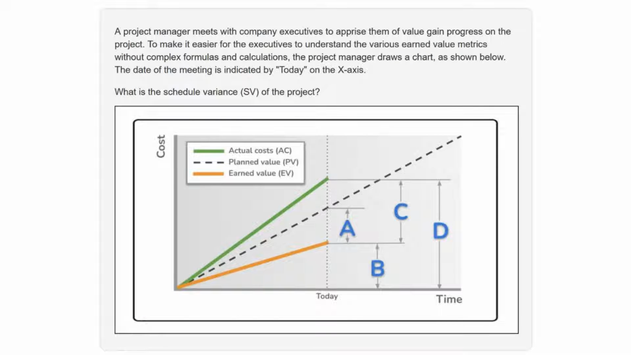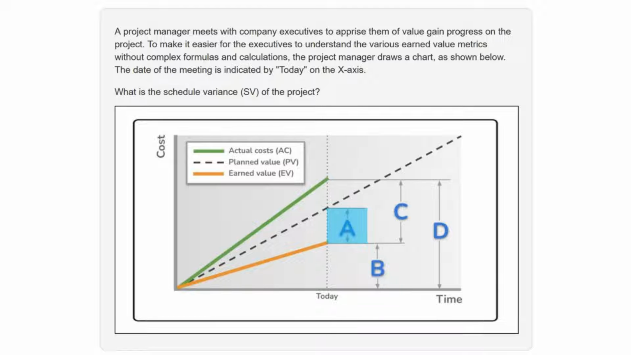Okay, so the correct answer is, here we go, it is A. A is the correct answer because that area there represents the difference between the earned value, EV, that is the orange line that we have there, as well as the planned value, PV, that is the dashed line. So that is the difference between those two right there.